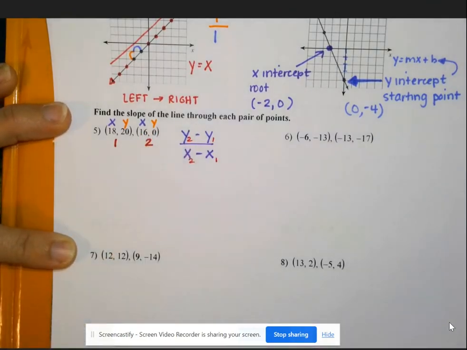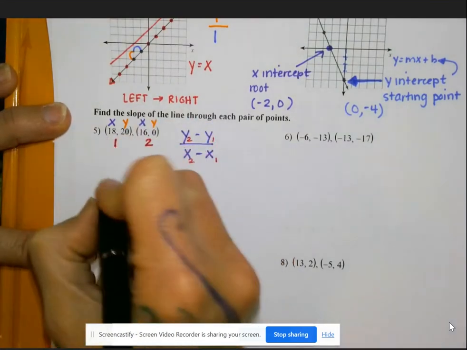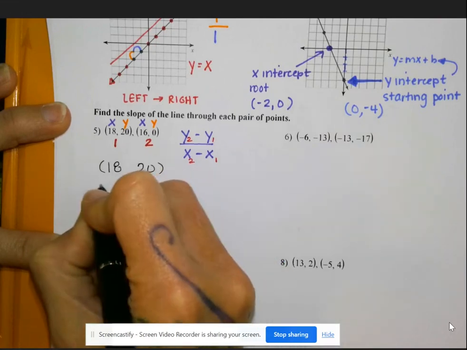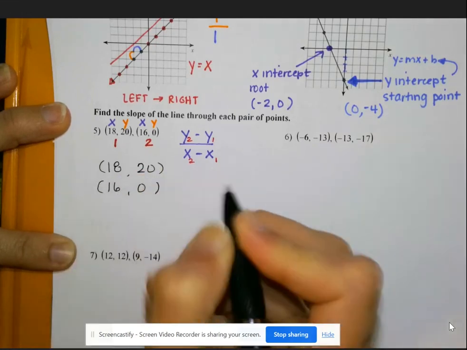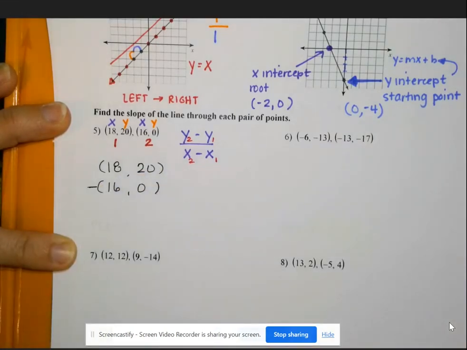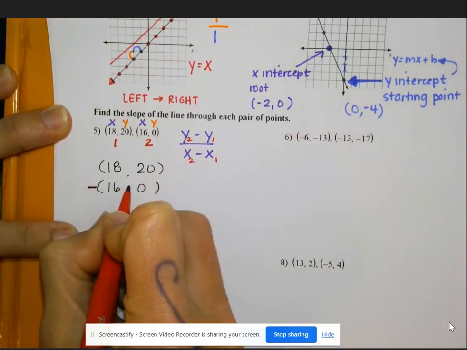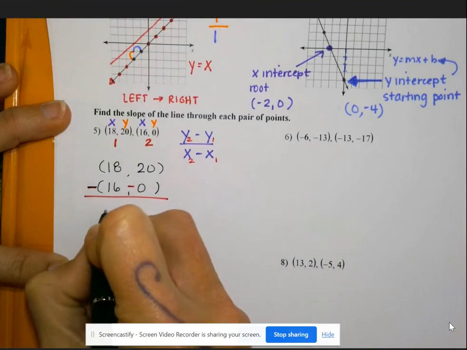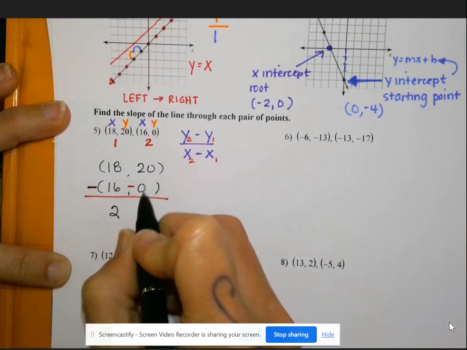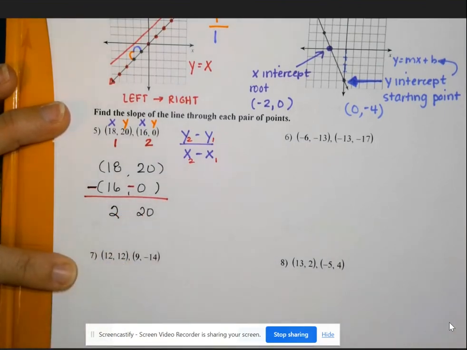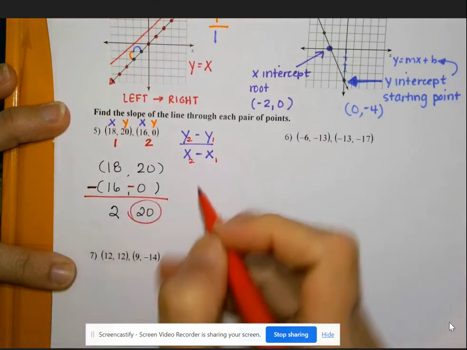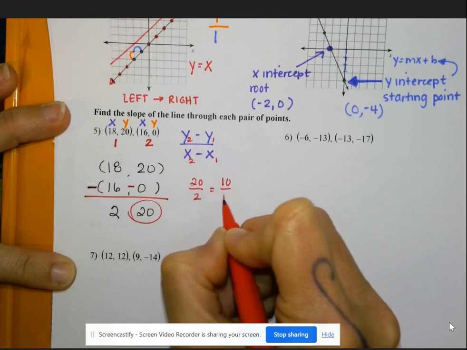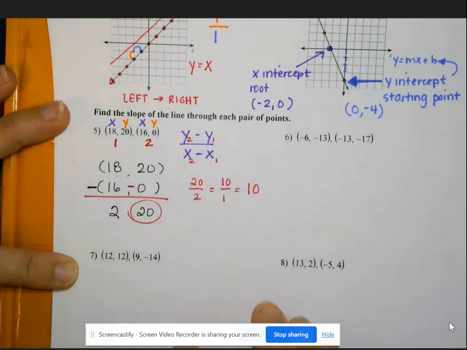I personally like to stack them. My first coordinate and then my second coordinate, subtract them, which I will say will take a little bit of practice to make sure you subtract here and here. And then I know 18 minus 16 is going to give me 2. 20 minus 0 is going to give me 20. And I know that it's always y on top. And that's going to give me 10 over 1, which is a slope of 10.